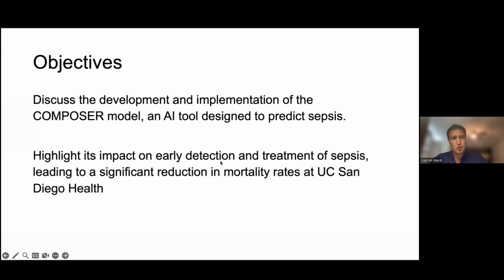And really, there's two major things that I want to talk about. They're intertwined, but I think it makes for a good story here. The first is our experience at UCSD with the development and implementation of a deep learning model to predict sepsis in our emergency departments. Then we'll talk about how that implementation improved patient-centered outcomes, specifically focusing on mortality, because I think that is quite important as we see more and more AI applications in healthcare.